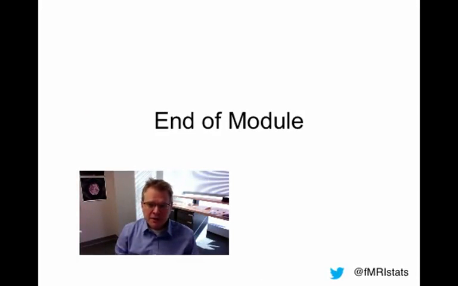Here we talked a little bit about model refinement for the general linear model. This is the first of two-part modules where we're talking about how to refine the design matrix. So here we talked about things like temporal basis functions and parametric modulations. In the next module we'll talk about including nuisance regressors such as motion and drift and whatnot.